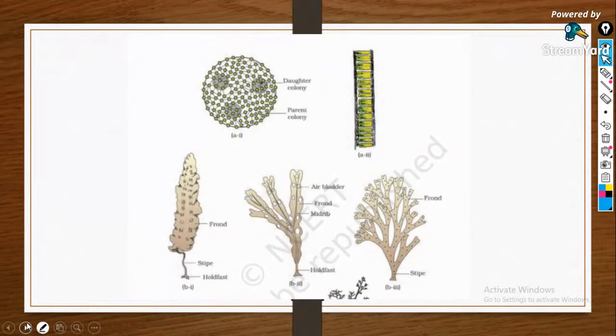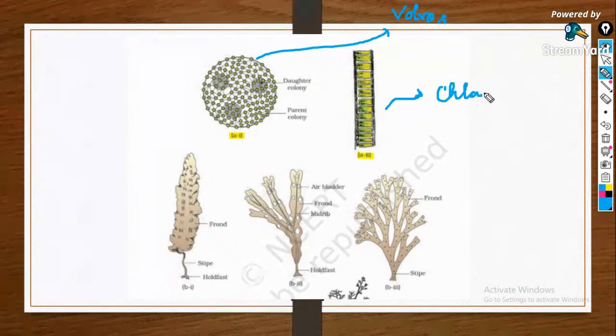All these are the diagrams of different structures that we have discussed now. A shows the green algae. A1 refers to Volvox and A2 refers to Chlamydomonas.